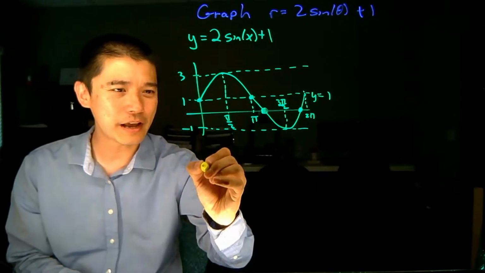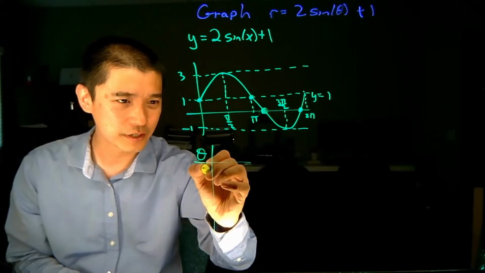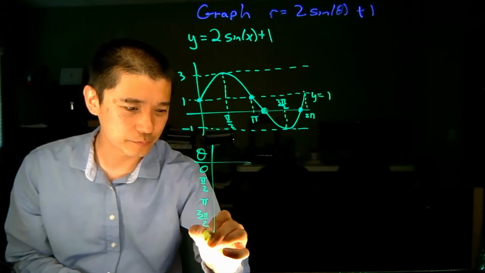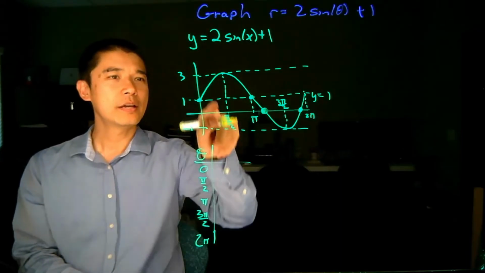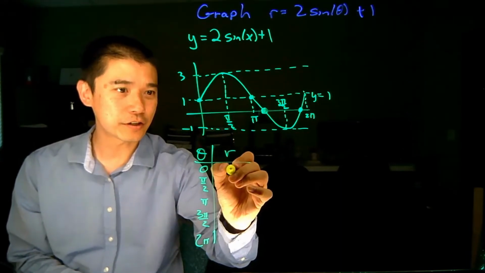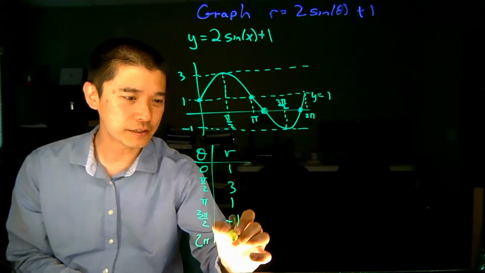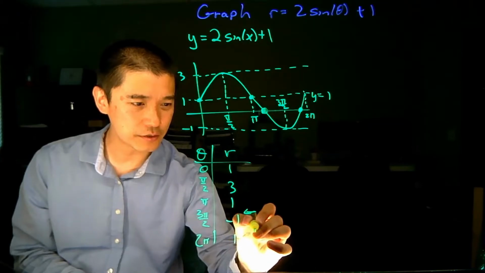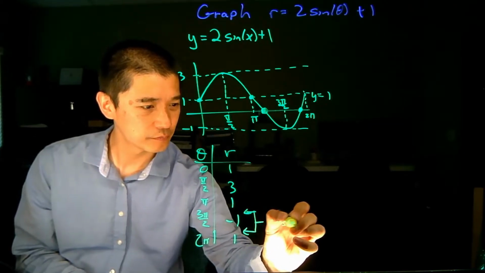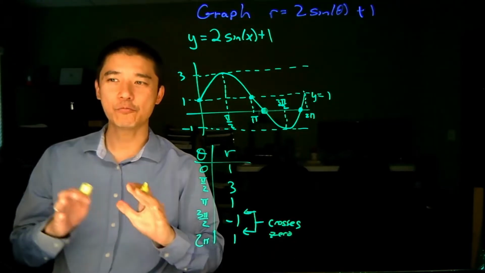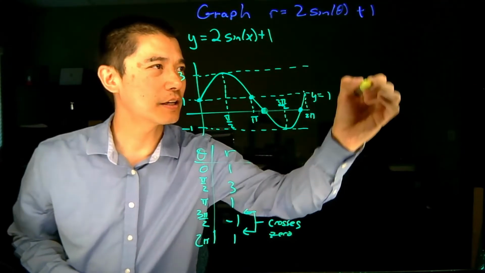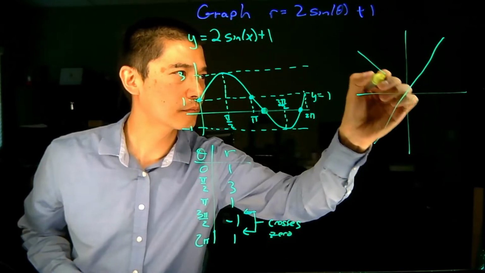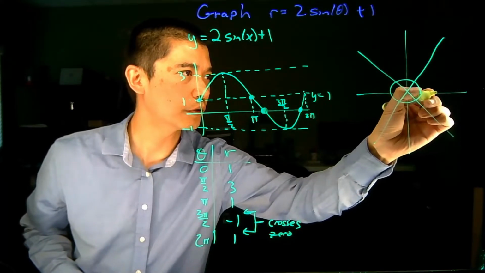And so we have our key values: 0, pi over 2, pi, 3 pi over 2, 2 pi. Our r values are going to start at 1, go to 3, back down to 1, negative 1, and back to 1 again. The important thing here is that it crosses 0 somewhere. And we're going to see what that does to our shapes. Let's take a look. So let's plot our coordinate grid here.